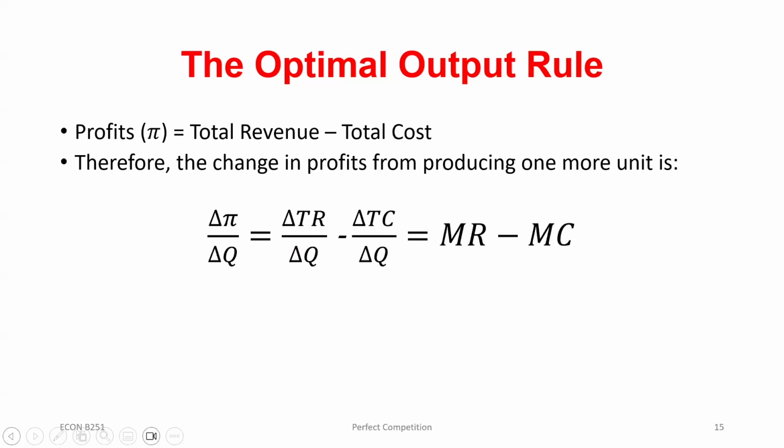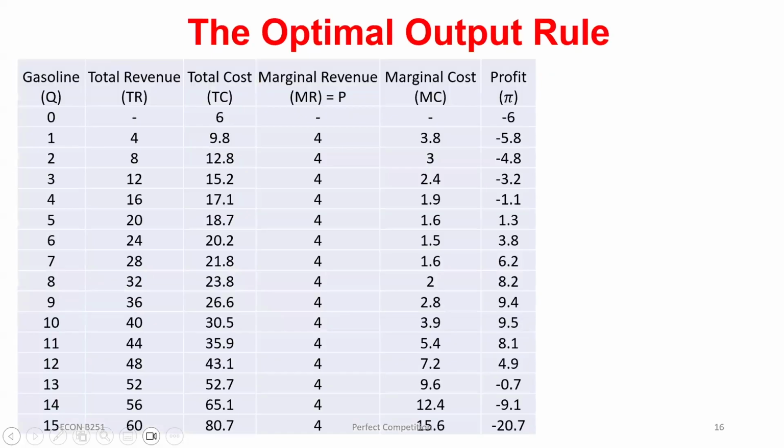So I already wrote this out for you, but essentially that change in profits is the difference between our change in revenue and our change in costs. So if we look at this on a table, this is the same table we looked at before. I got my total revenue and my total costs. We said we could use those to calculate profits, and then we identified this is the highest profit value.